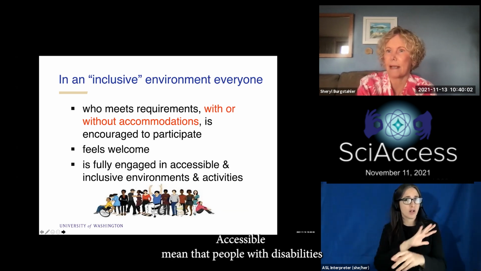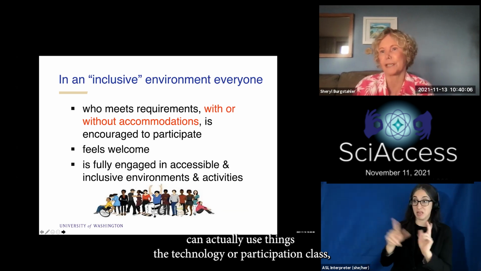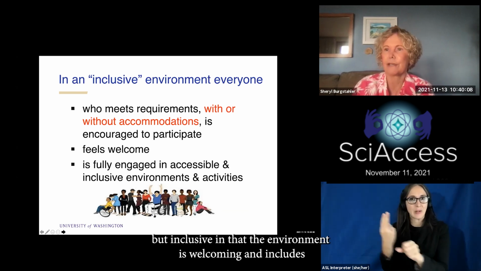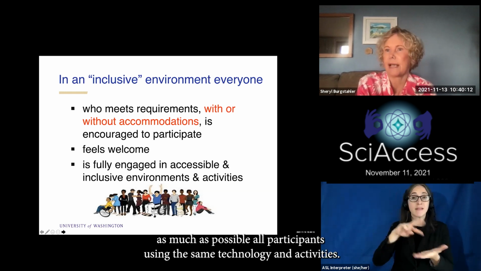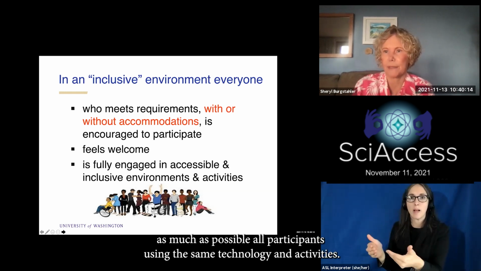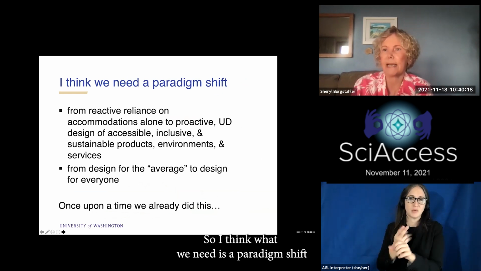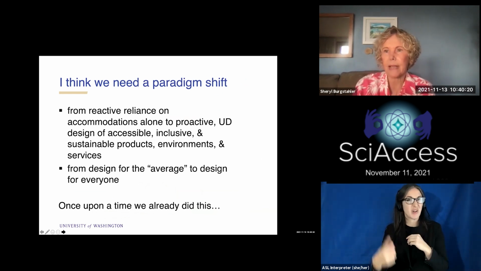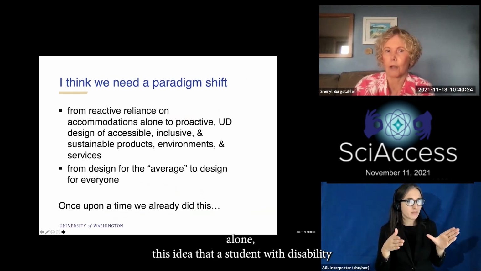Accessible means people with disabilities can actually use things, the technology or participation in class, but inclusive in that the environment is welcoming and includes as much as possible all participants using the same technology and activities. So I think what we need is a paradigm shift from a reactive reliance on accommodations alone.